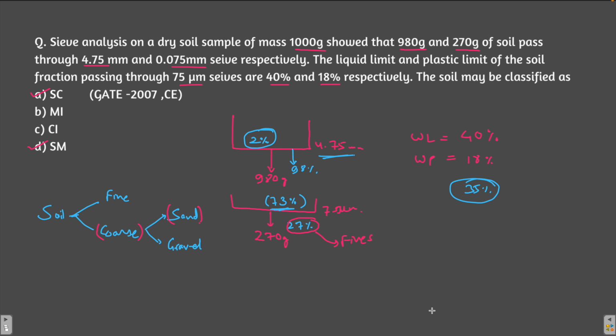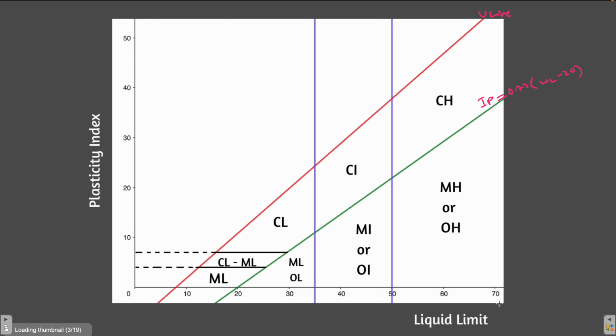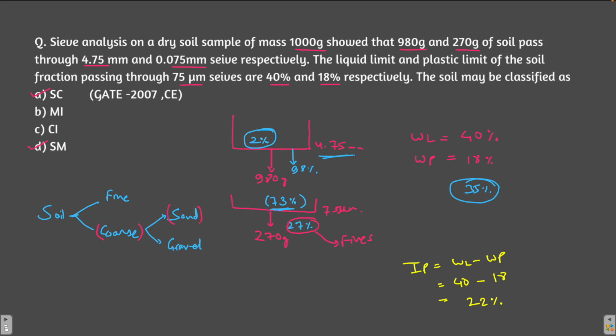What is the IP or the plasticity index of the soil here? Given soil, IP of the soil is liquid limit minus plastic limit. Both are given to you. So liquid limit is how much? It's 40%, and how much is plastic limit? It is 18. So 40 minus 18 is 22%. This is the IP. Now let's identify whether our soil lies above the A line or below the A line.